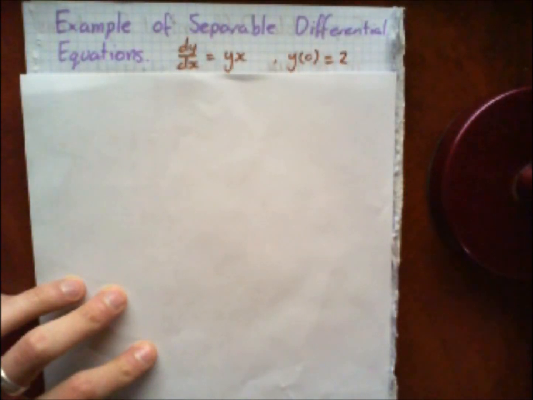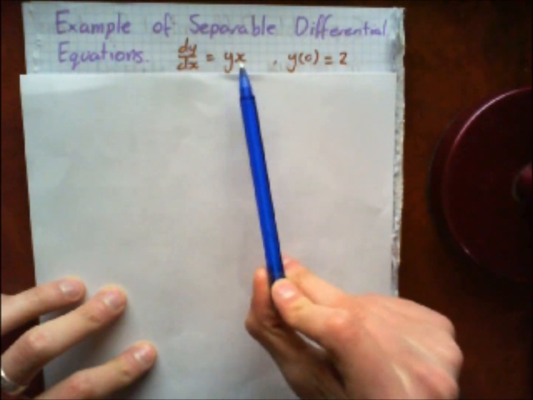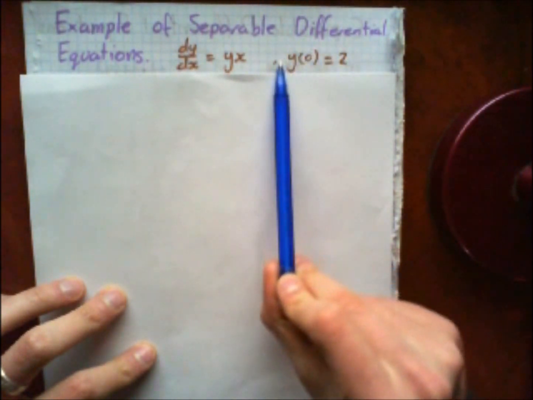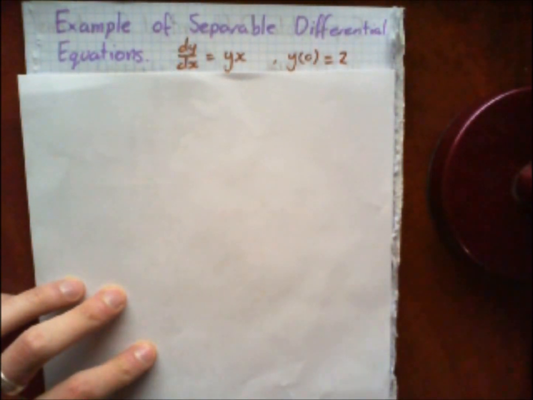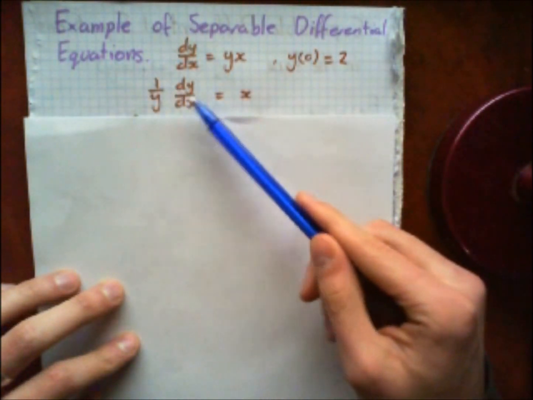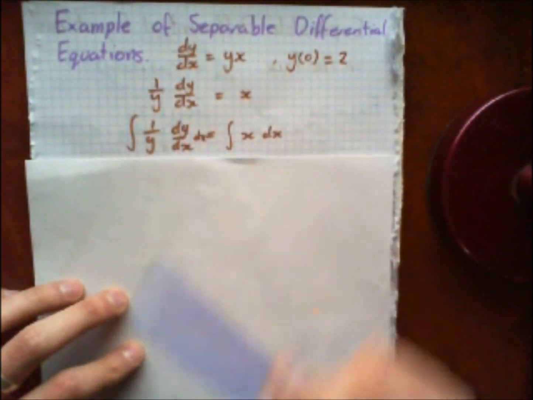Now here's an example of separable differential equations. Here we have dy by dx is equal to y times x. We're also given this extra bit of information that y at 0 is equal to 2. We start off by dividing both sides by y. The second step is to integrate both sides in terms of x.